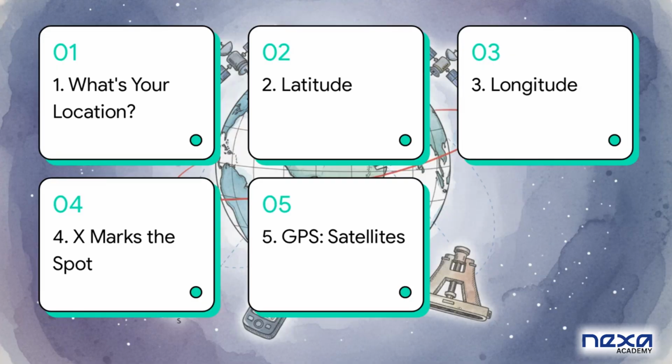So here's our game plan for today. First, we'll talk about the basic idea of location. Then, we're going to break down its two key parts, latitude and longitude. After that, we'll see how they combine to mark the spot, and finally, we'll get into the modern magic of GPS. So, let's jump right in.